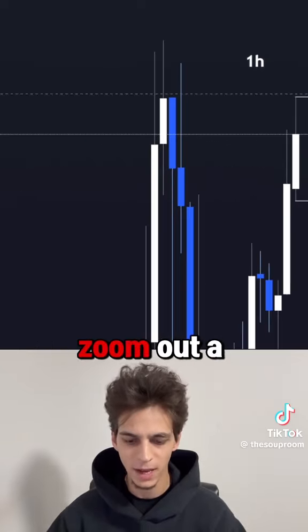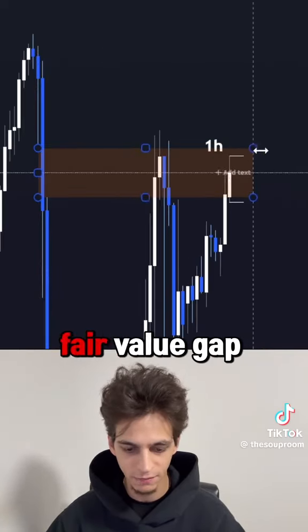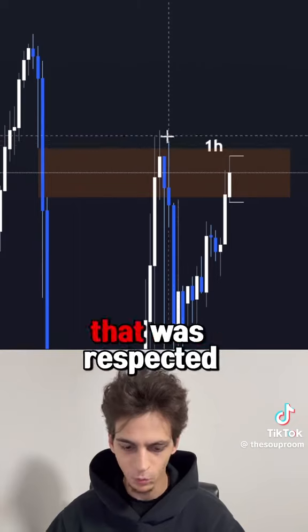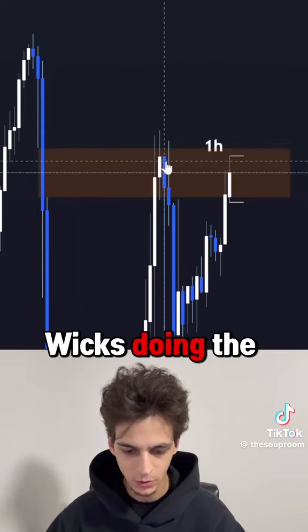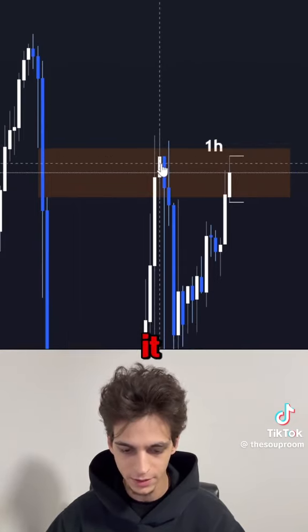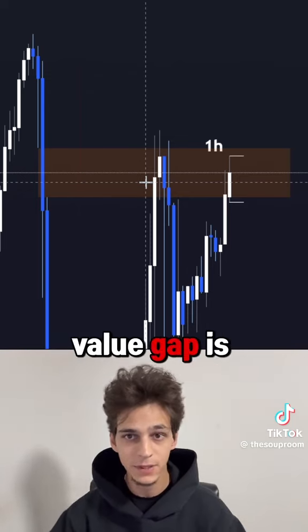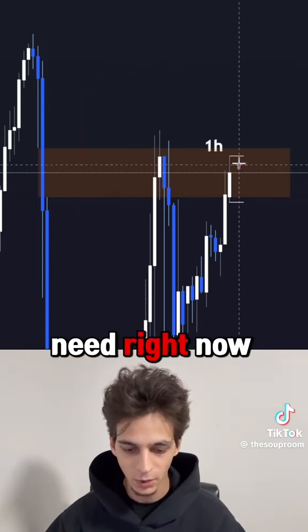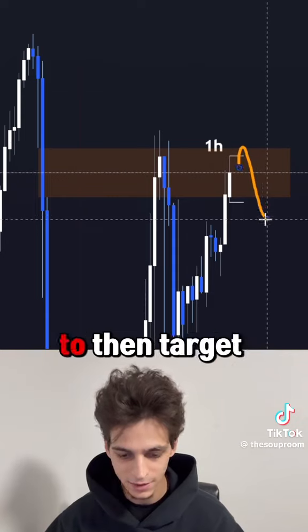So now let's zoom out a bit. We see that there's an hourly fair value gap right to the left hand side that was respected right over here. Wicks doing the damage, but the body's closing within it. That means that 1 hour fair value gap is still valid. So all we really need right now is a sweep of those highs to then target the lows.